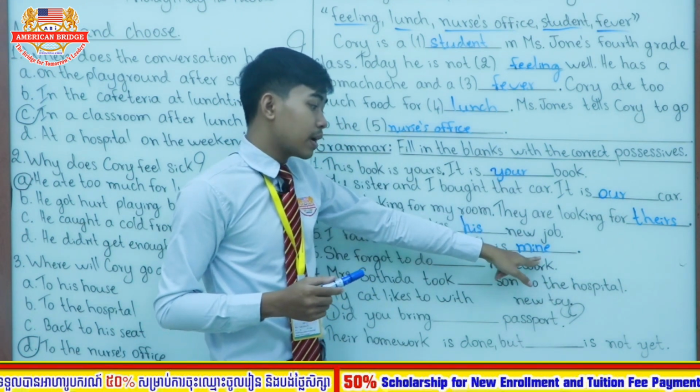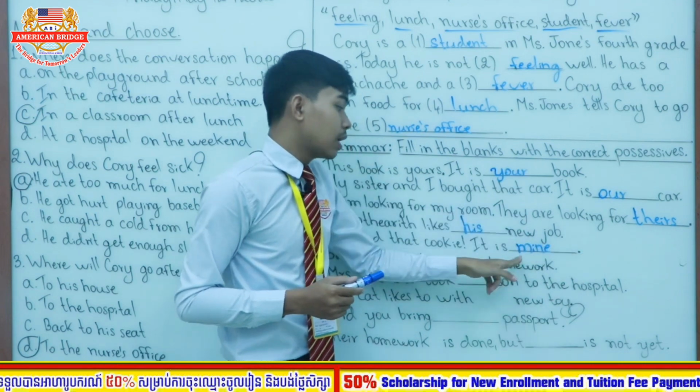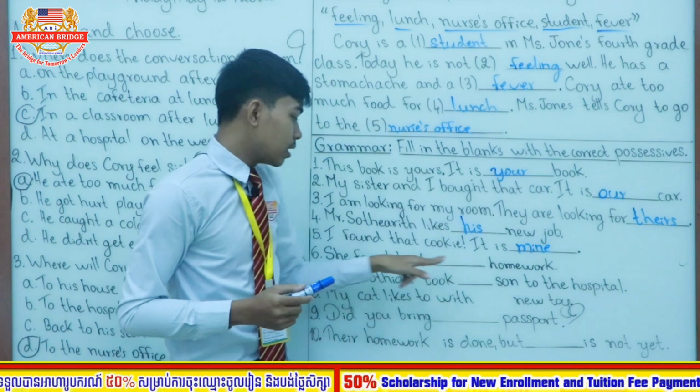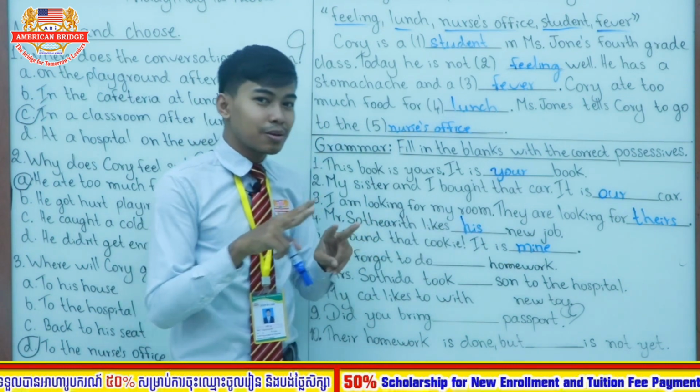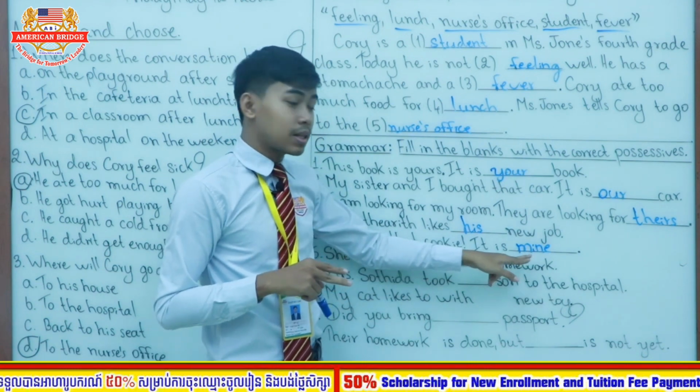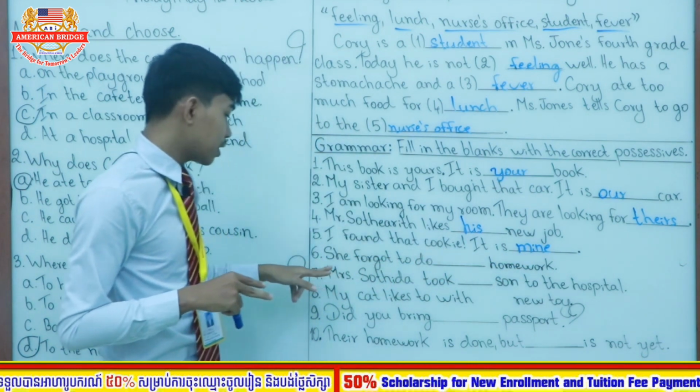If you use my, you have to add one more noun. Example, it is my cookie. But if you say it is my cookie, and then cookie, so there are two cookies, you don't need to say that, you can use the possessive pronoun. It is mine, it means that it is my cookie. Okay, let's go to number 6.